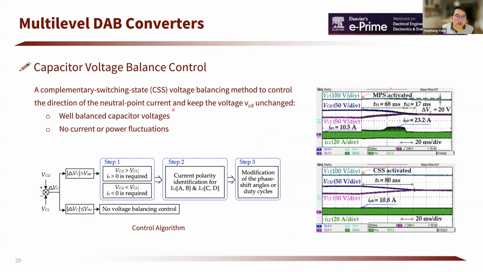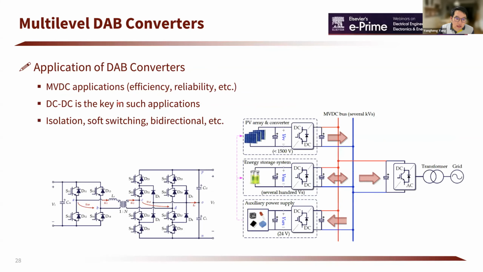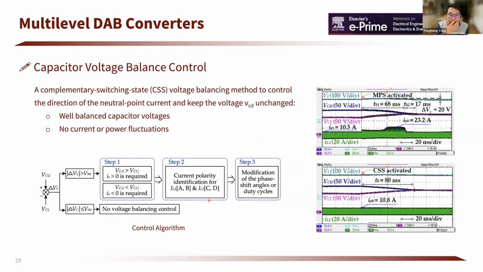And for these multi-level DAB converters, we have to balance the capacitor voltage, because as I mentioned, this can have some issues. The voltage unbalance on the capacitor will increase the losses and bring additional side effects. Then we have to balance the voltage, and what we have done is using a complementary switching state to compensate the unbalance in order to achieve equal voltage across the two capacitors, as shown in these experimental test results.